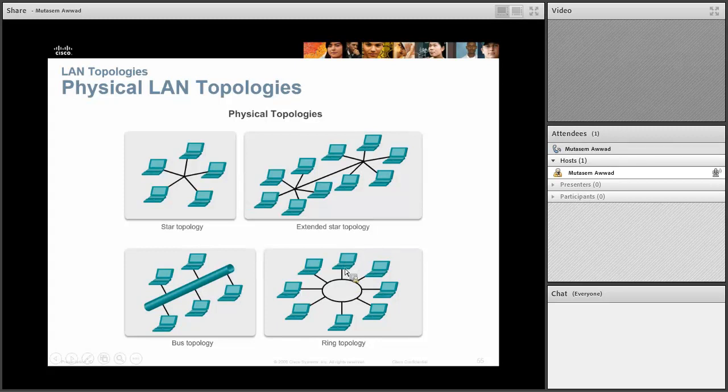Okay, question number 5. What are the 4 common physical topologies in a LAN environment? And there they are: star, extended star, bus, and ring topology.